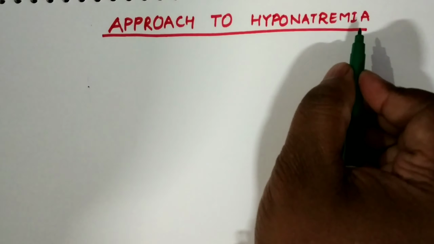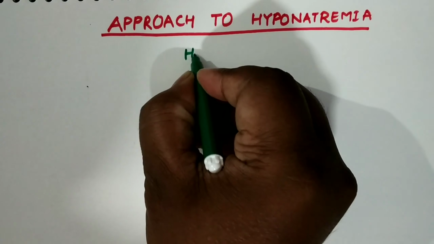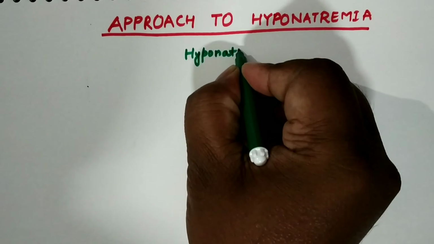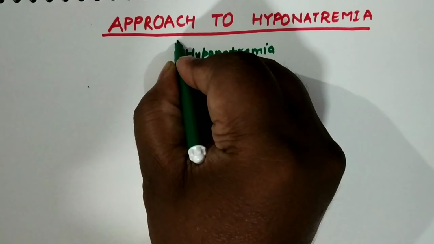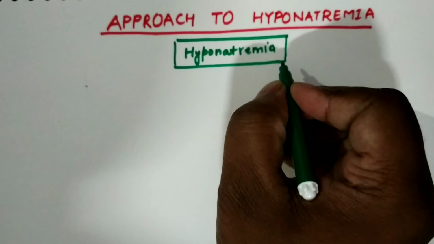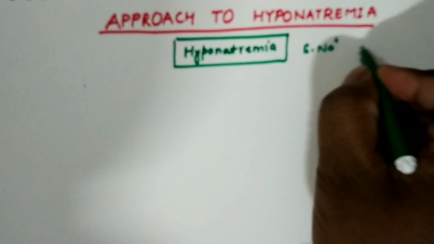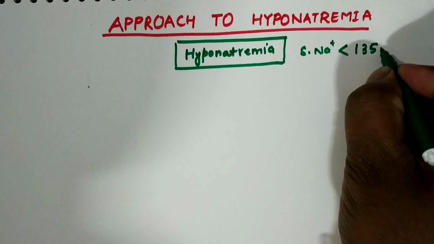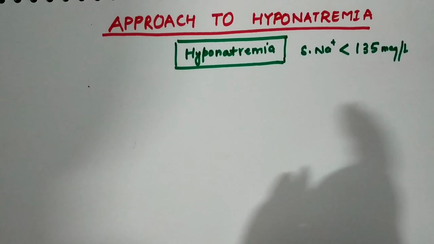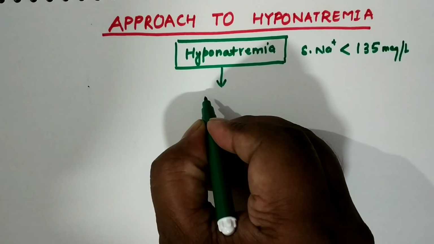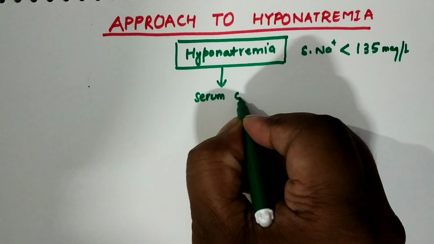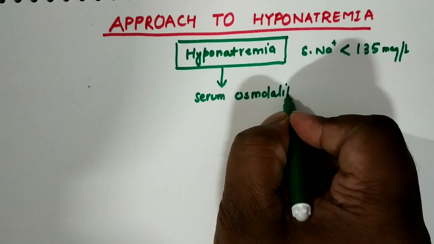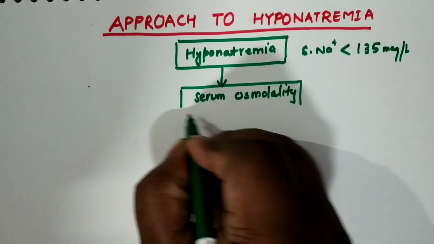So, approach to hyponatremia. Hyponatremia is defined as serum sodium less than 135 milliequivalent per liter, as we know that the normal level is 135 to 145. If we have hyponatremia, then we look for serum osmolality.